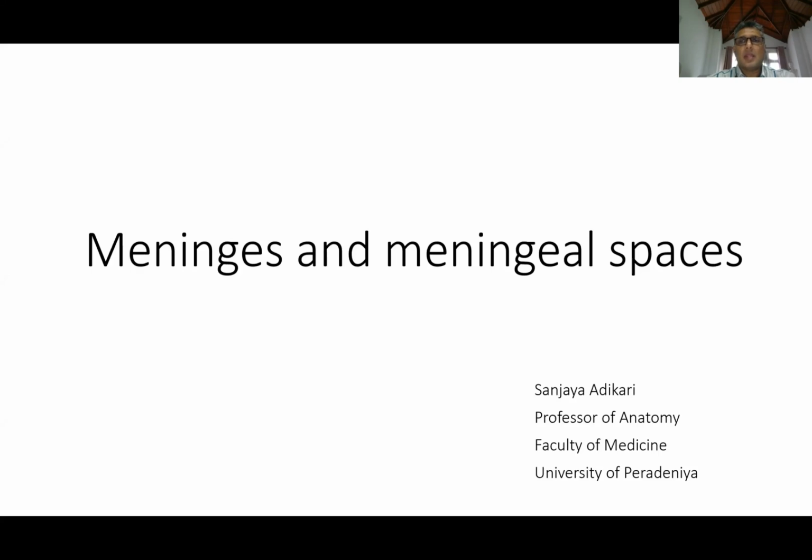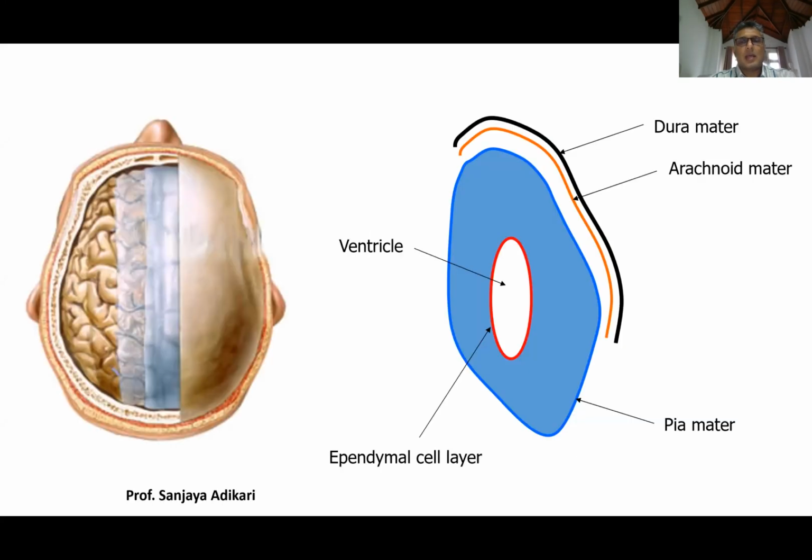The meninges and meningeal spaces. We discussed during the last lecture that there are coverings around the brain. Between the skull and the brain, there are 3 coverings which are called meninges. And these meninges, if you name them, they are Dura mater, arachnoid mater, and pia mater.